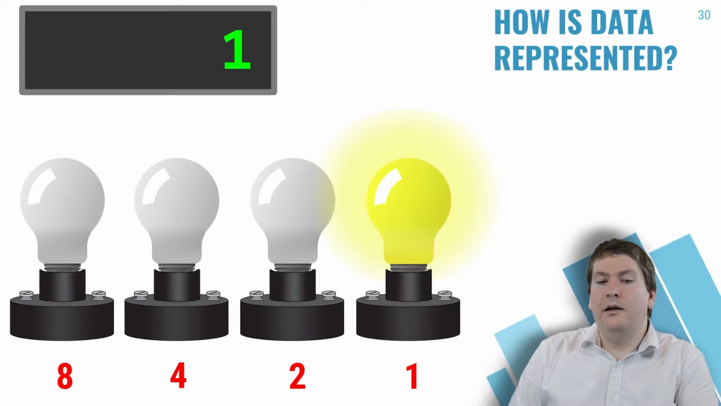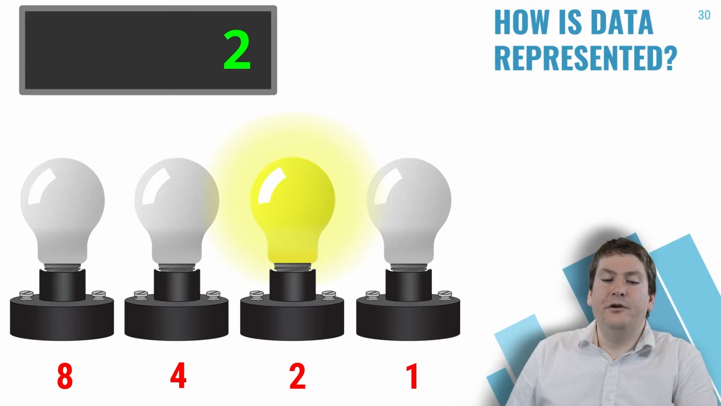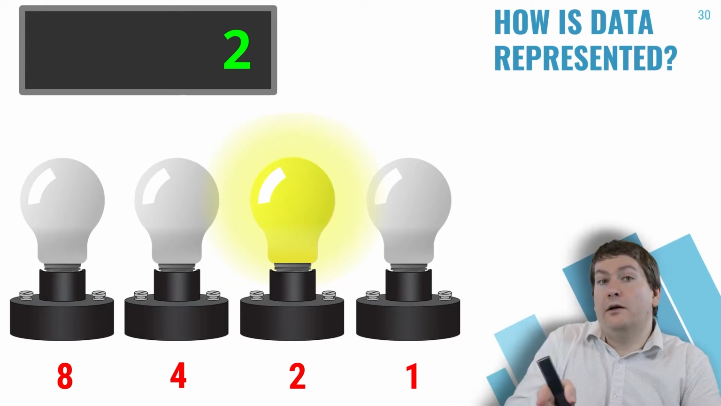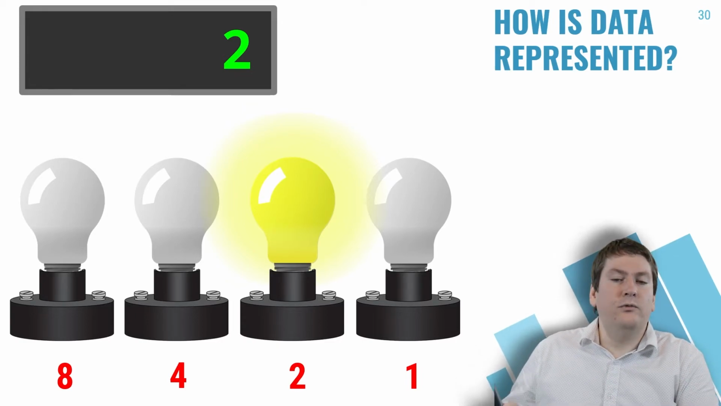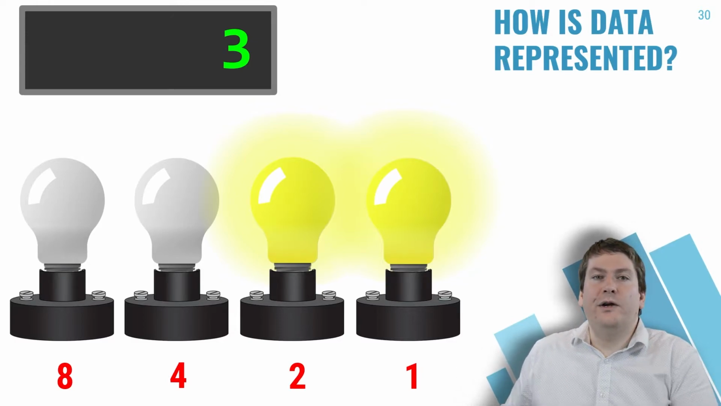Now if we wanted to get a 2, easy enough, we just turn on light 2. 0 plus 2 is 2. Now here's where things get interesting. Now we want the number 3. There's no 3, because we went 1, 2, 4, and then 8. So there's no 3 light to turn on. Instead, we turn on lights 2 and 1. 2 plus 1 is 3. So that's how we're storing the numbers. We're adding those together.